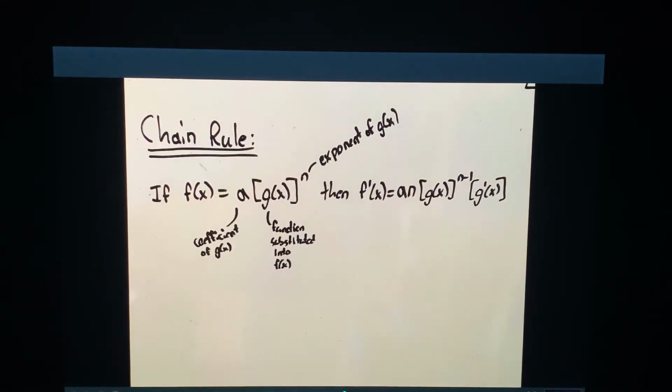The chain rule follows the formula: the derivative of the function f of x equals a times g of x to the exponent n is f prime of x equals a times n times g of x to the exponent n minus 1 times g prime of x, where a is the coefficient of g of x, g of x is the function substituted into f of x, and n is the exponent of the function g of x.